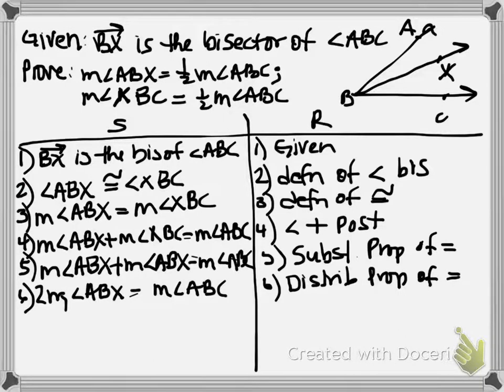And then we can do the multiplication property of equality. Multiply both sides by 1/2, and we get the measure of angle ABX is equal to 1/2 the measure of angle ABC. And again, if you call this the division property, I don't mind.